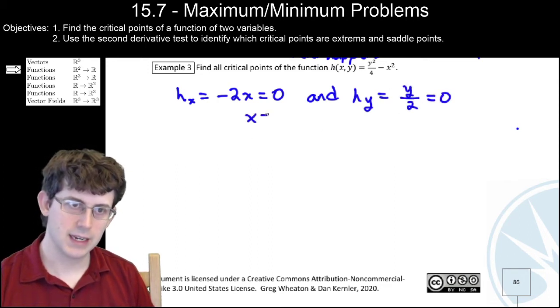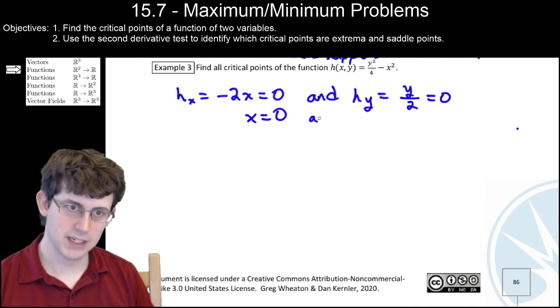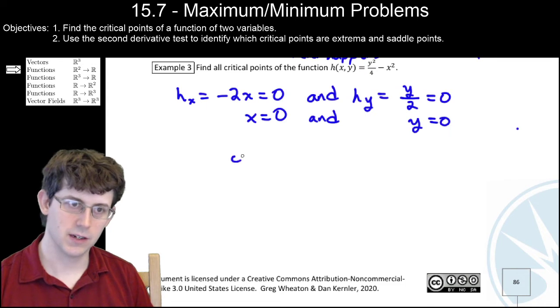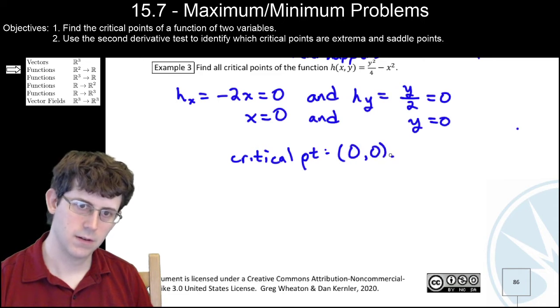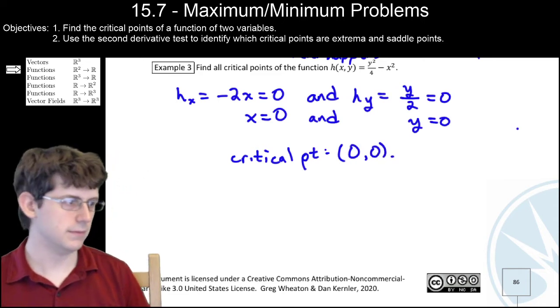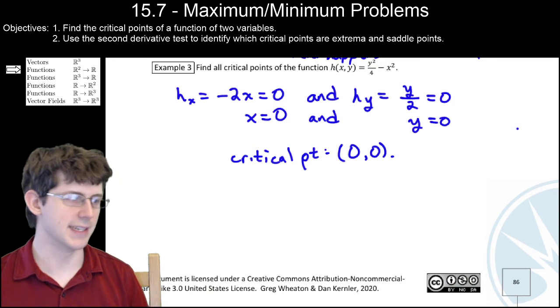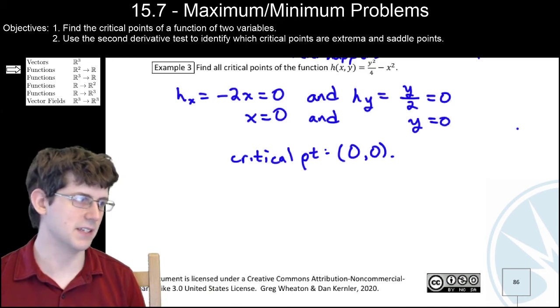These both happen at, this one happens at x equals 0, and this one happens at y equals 0. So the critical point is 0, 0. Critical points are supposed to be not scary. You take a bunch of partial derivatives, set them equal to 0.